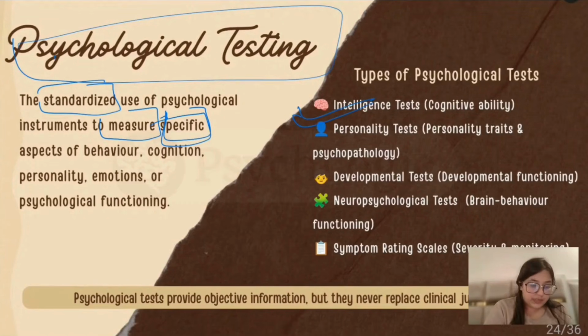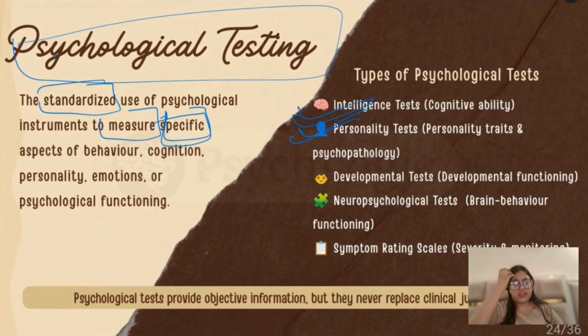That's why first we have intelligence tests. They measure your cognitive ability. Like we have WAIS, we have Stanford Binet, things like that. Then we have personality tests. They measure your personality traits, and they can also measure psychopathic tendencies. Right? We have MMPI, we have NEO, we have 16PF, and many other tests.